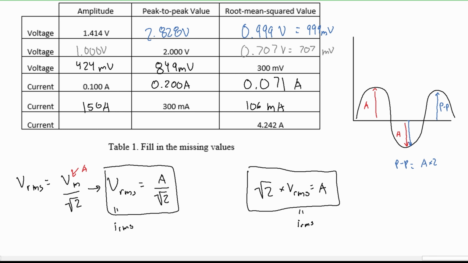And now we look at the last one. For the last one, we have 4.242 amps, and this is for the root mean squared. So we want to find the amplitude. We're going to have 4.242 times the square root of 2, and this will give us approximately 5.9999. So that's the answer for that. Now the peak to peak is just going to be this multiplied by 2, and that's going to give us approximately 11.99, and this is in milliamps. So that is how you would go about filling in the missing values.